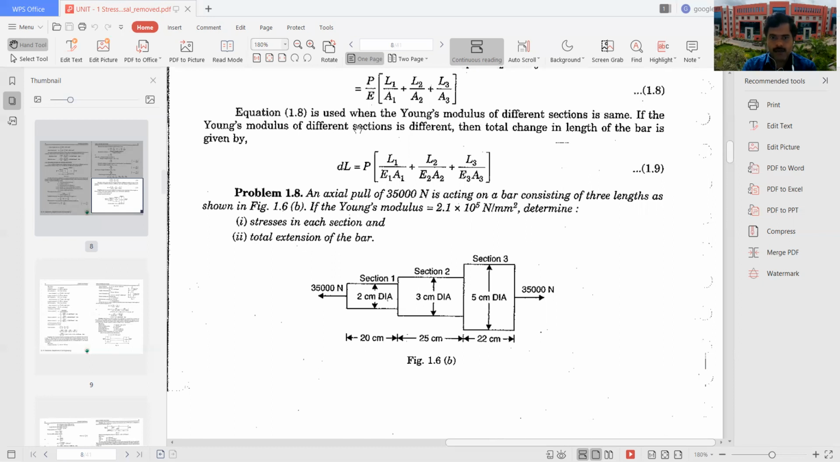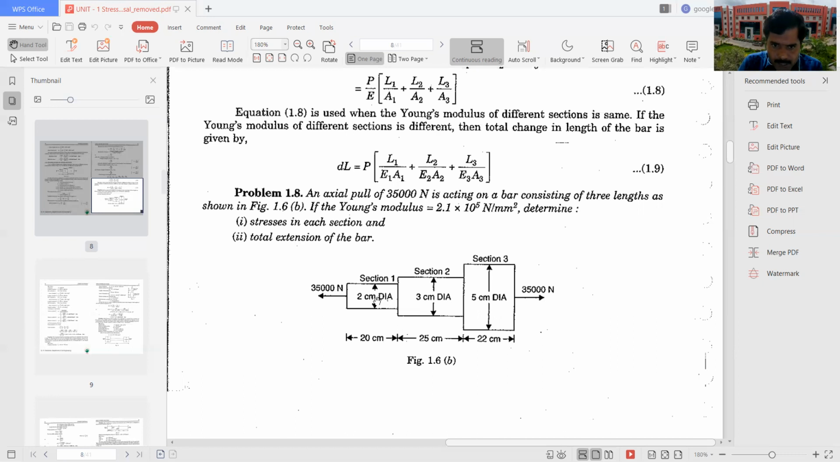So what is the formula to find the stresses? Sigma is load by area. So P by A1, P by A2, P by A3, you will get sigma 1, sigma 2, sigma 3. For the total elongation, how to calculate delta L? Delta L is equal to P by E, common, since E is the same for all, into L1 by A1 plus L2 by A2 plus L3 by A3. You will get the delta L value.